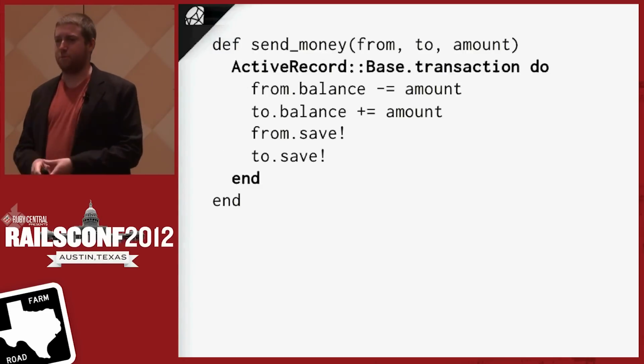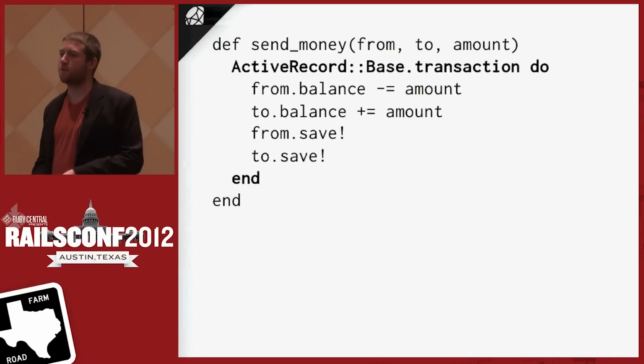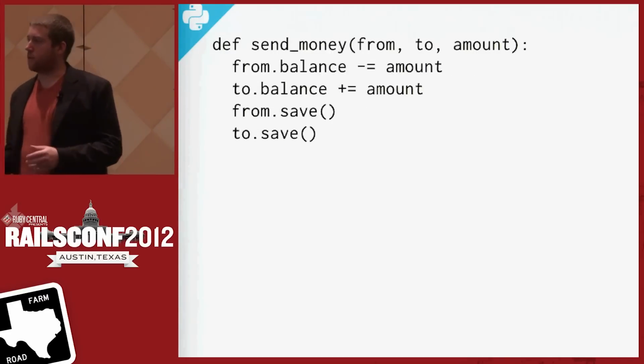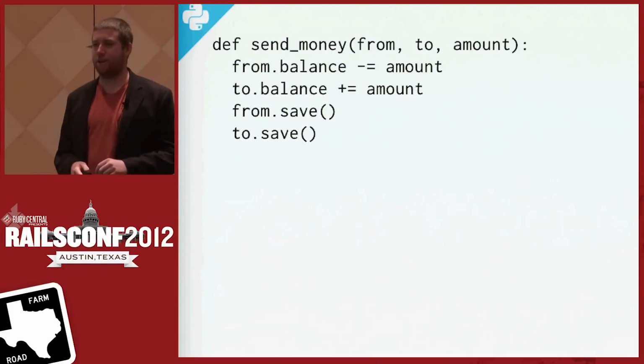ActiveRecord makes this a simple problem to solve. We throw this transaction block around it, and we're good. Let's look at this in Python now. So the non-transactional version looks nearly identical. I think there's 5 characters that have changed, and they're all symbols.